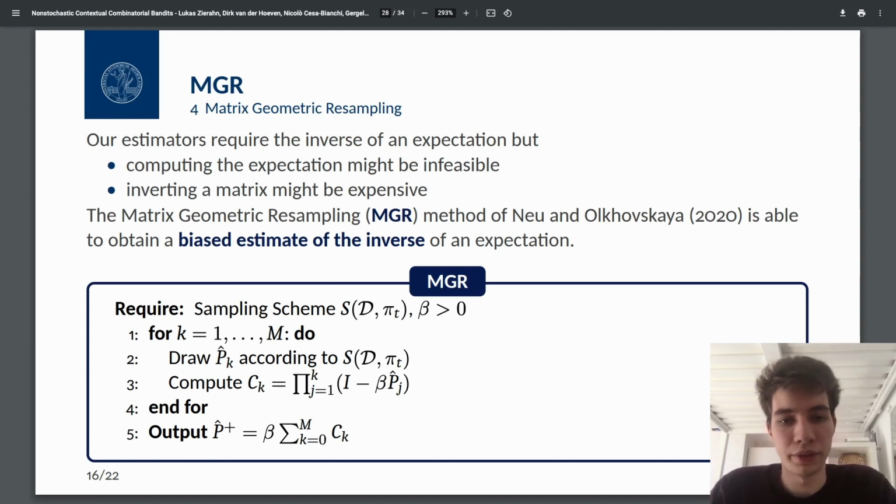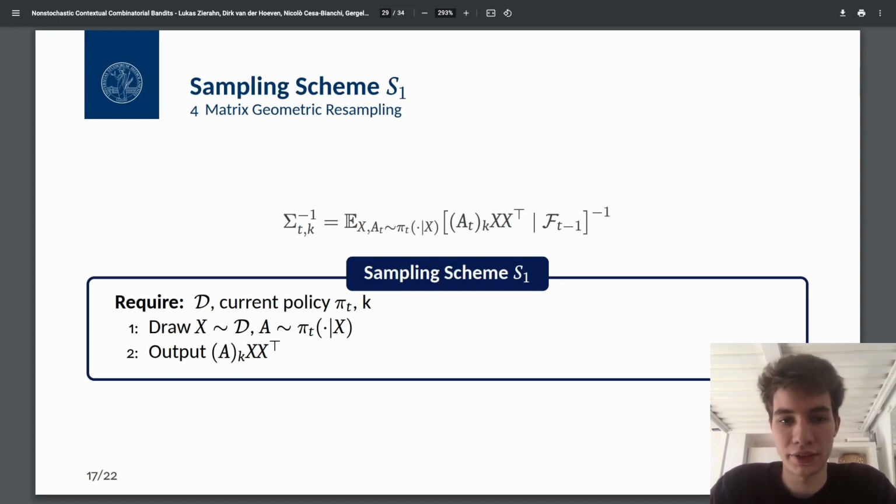Next, we are going to need a sampling scheme to make this run. In the first case, for CO2 FDR, our sampling scheme is simply drawing x from D and drawing A from pi_t given x. And then we simply output A in the kth element of A times x_t transposed. And you can tell that this is going to give a biased estimate of the expectation of this value, which is going to be a biased estimate of capital Sigma_tk to the minus 1.